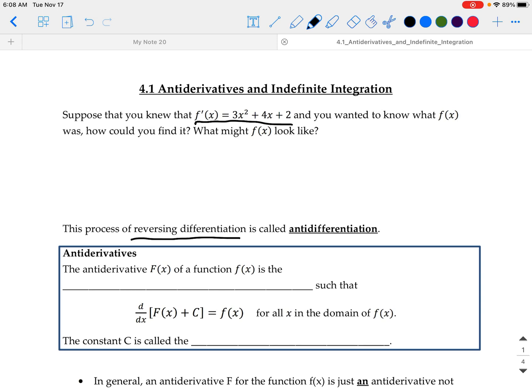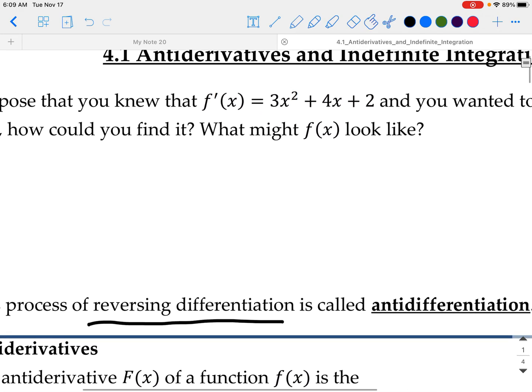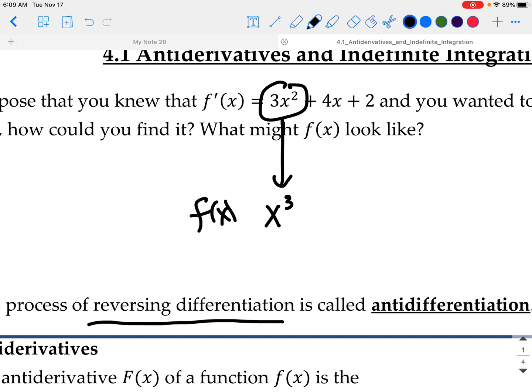So we could take each piece and work backwards here. The nice thing is that our function is a polynomial, so we know that the rule for differentiating is the power rule. What we need to figure out is what the power rule looks like in reverse. So we can take this term by term. 3x squared, if we go backwards, is going to have to give us x cubed. X cubed has to be one power higher than the previous term, and we have a 3 as our coefficient. So if that comes back down from the exponent, then x cubed is actually the antiderivative of 3x squared. Let's note that we're looking for f of x.